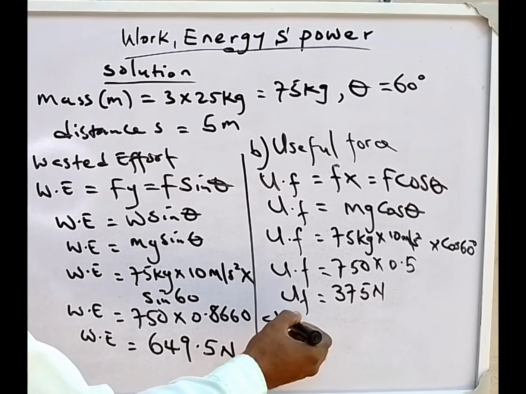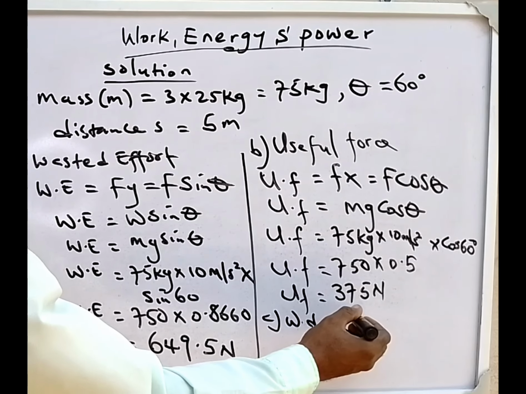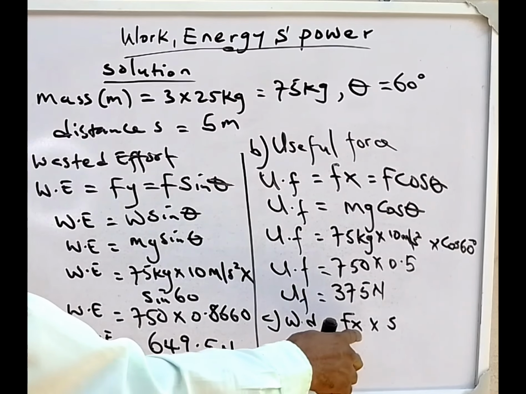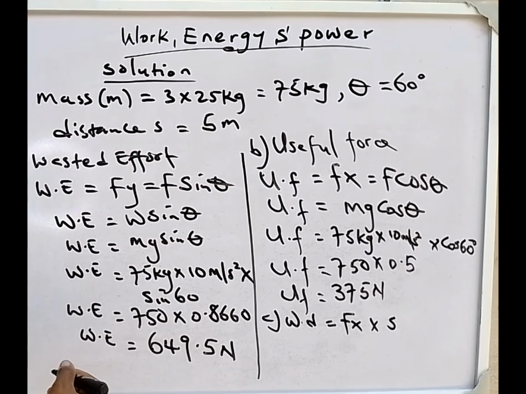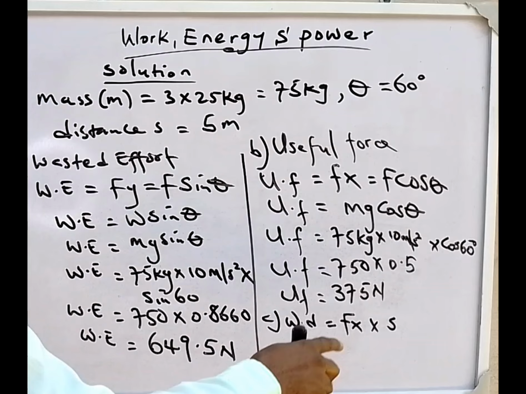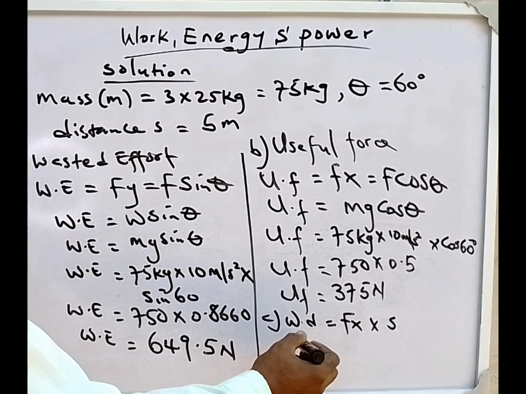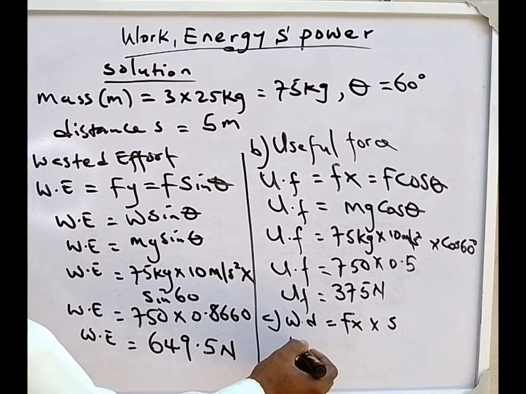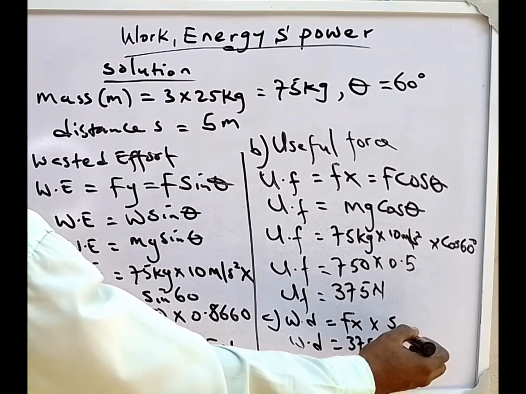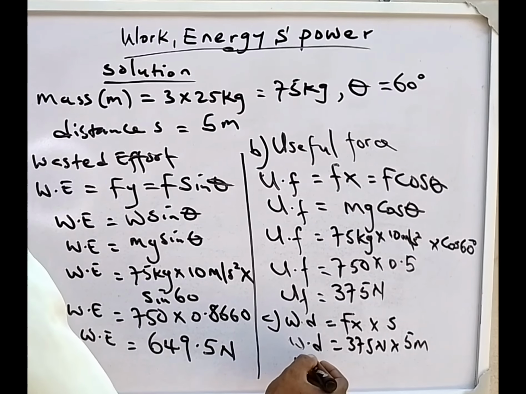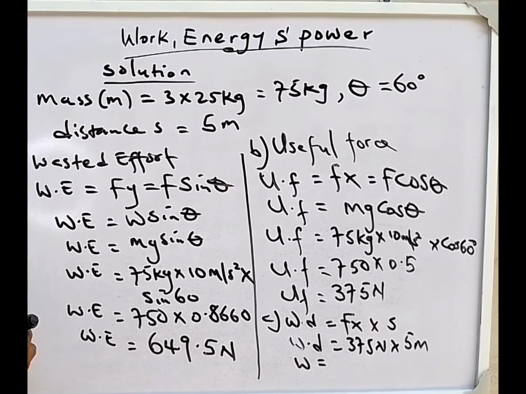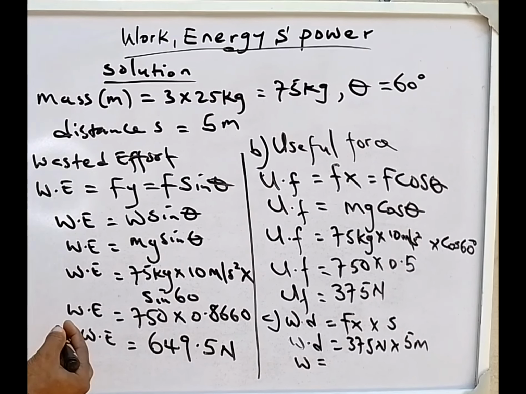Then we can now calculate the work done. The work done is equal to the force doing the work times the distance moved. So Fx times S, you understand? Fx is the force that is dragging the barrow on the horizontal floor. S is the distance the barrow traveled, the distance the man moved with the barrow. So this is going to be equal to Fx, 375 Newton, times 5 meters. So this is equal to 375 multiplied by 5, which will give you 1,875.